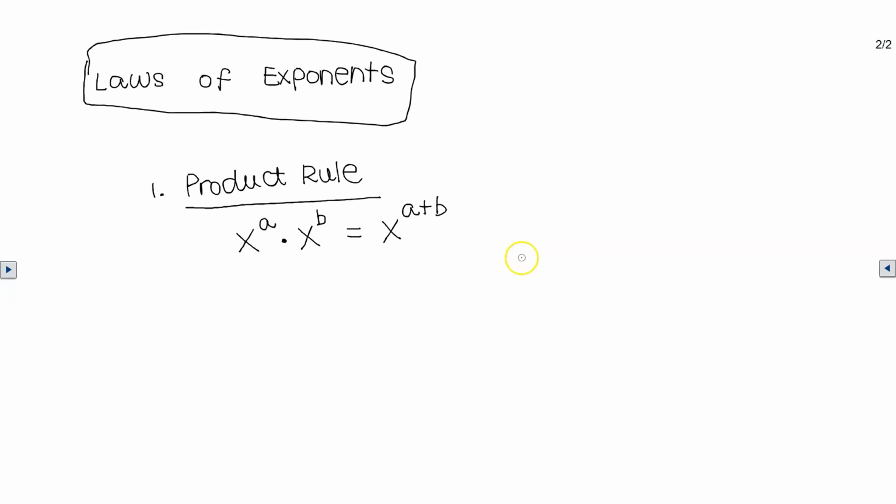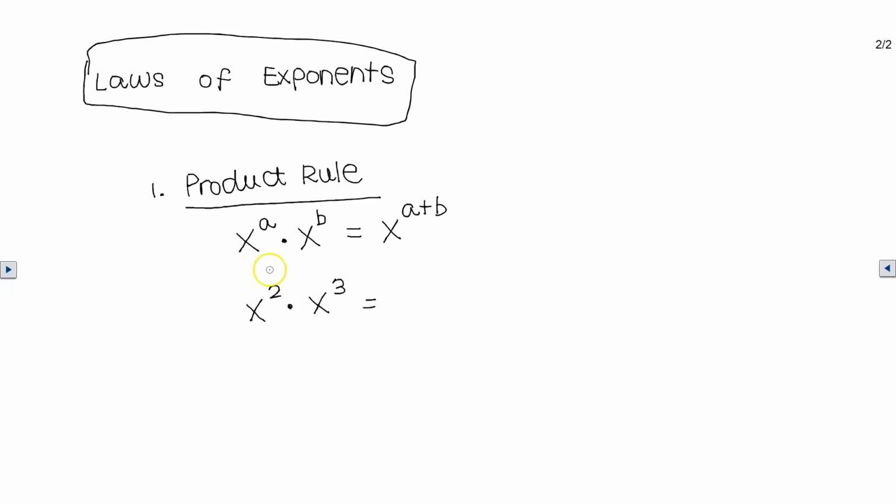So throughout this problem, the base is x. Here we have an exponent of a, here we have an exponent of b. What this product rule tells us is that if you're multiplying 2 powers that have the same base, you can keep that base and then just add the 2 exponents together. So let's put this into an actual problem. Let's say that I wanted to do x to the 2nd power times x to the 3rd power.